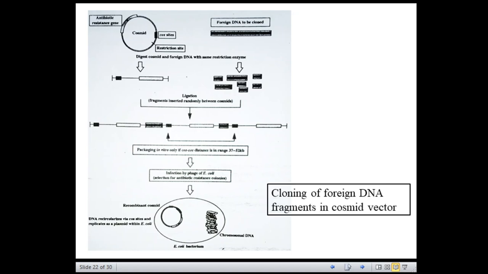So what happens once inside the cell? The DNA recircularizes through its cos sites, and from then onwards it behaves exactly like a plasmid. Cosmids are especially useful for the analysis of highly complex genomes and are an important part of various genome mapping projects.